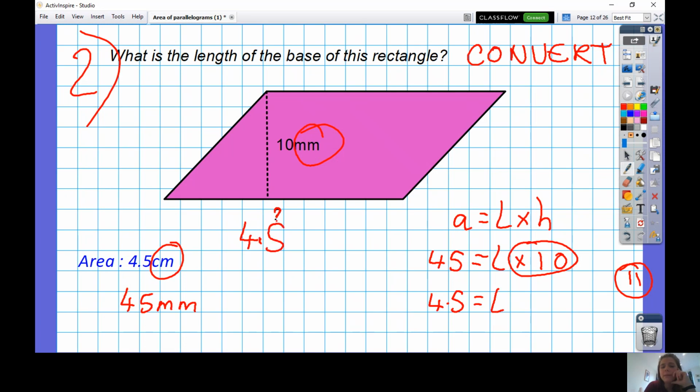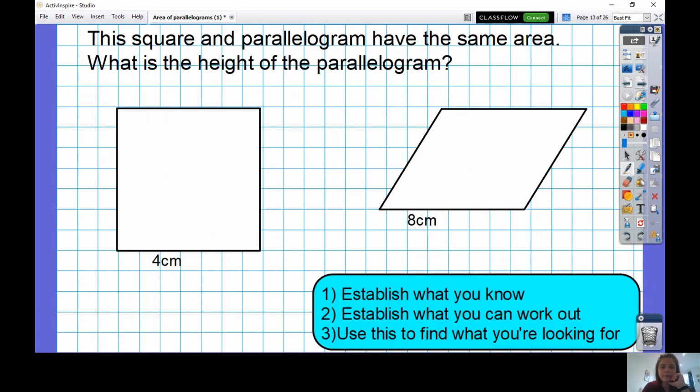What? Centimetres, millimetres, centimetres squared, millimetres squared. What's my unit of measurement here? Well done if you said millimetres. This is, of course, millimetres rather than centimetres or centimetres squared.